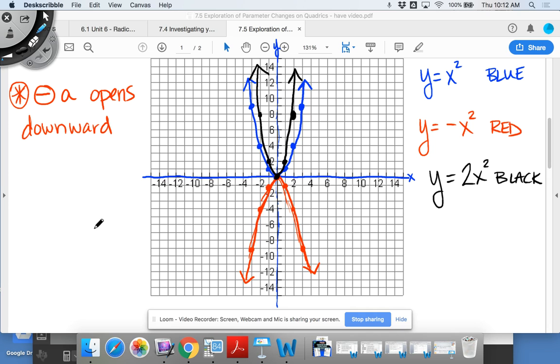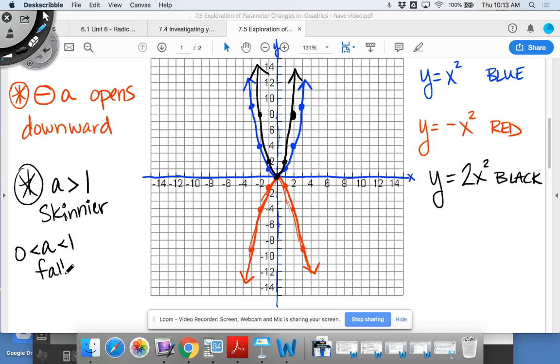So I want you to make yourself a note. An A that's greater than 1 makes it skinnier. If we have an A that's greater than 0 but less than 1, so it would be like a fractional amount that's less than 1, it's going to make it fatter.